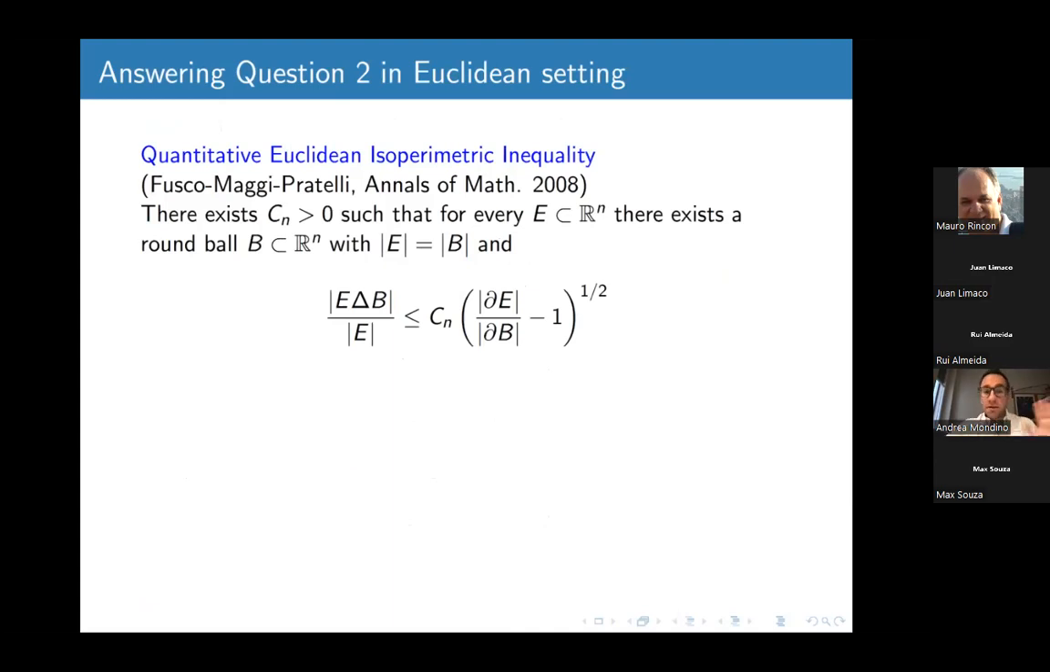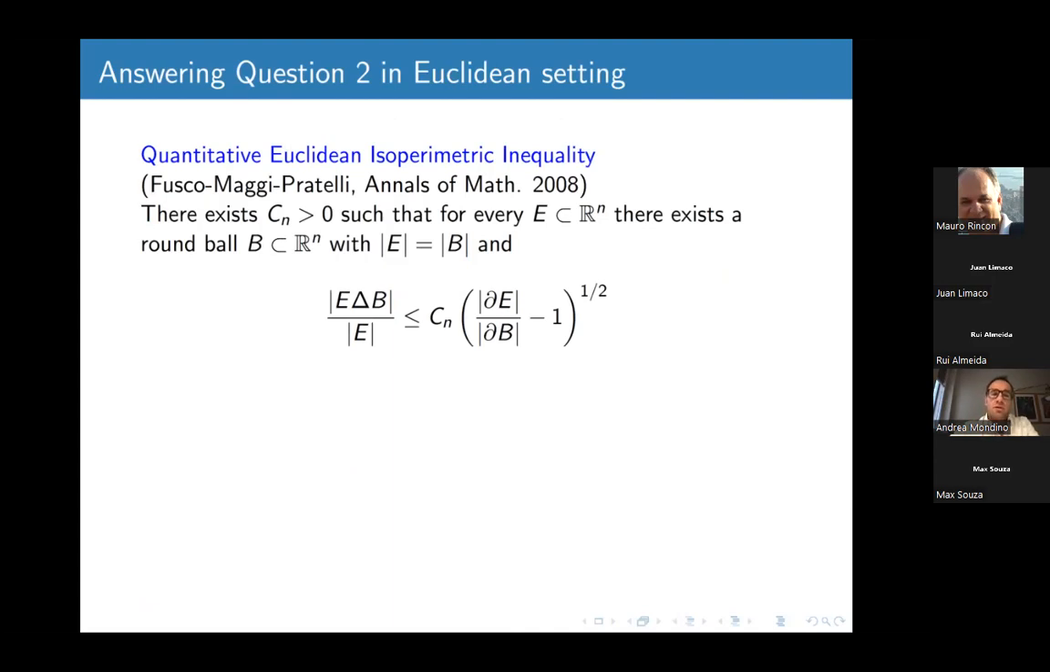Okay, so this is about question 1. Now, what about question 2? So question 2 is what can we say on the subset E? Okay, so in order to get a feeling of this problem, let's see what we can say on the subset E when we are dealing with the more classical Euclidean or spherical isoperimetric inequalities when the space is fixed.